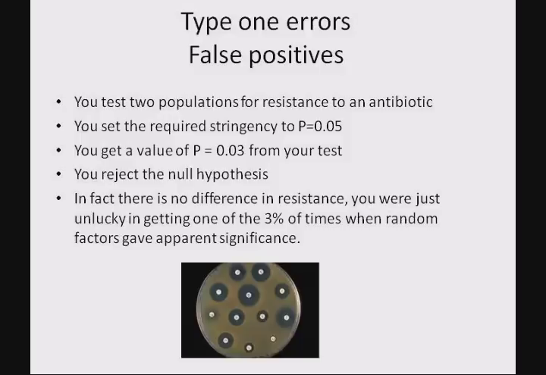So you rightly reject the null hypothesis, which was that there was no difference in resistance. In fact, as I've already said, in reality, there is no difference. You were just unlucky in getting one of the 3% of times when random factors did give you a significance. So that's an example of a false positive, and the p-value tells you not whether they are actually different or not, but how many times you might expect to get a false positive.